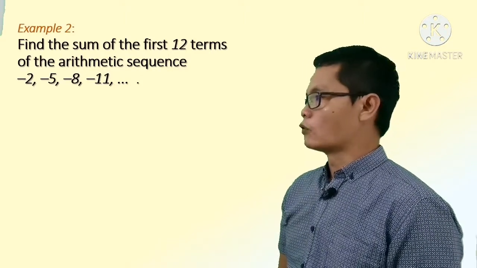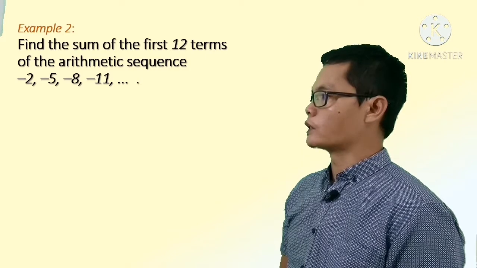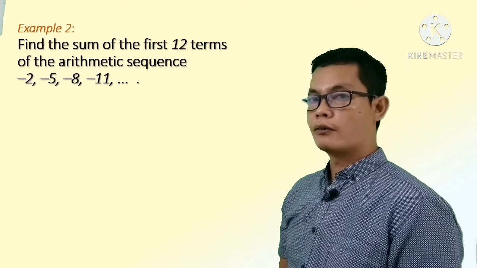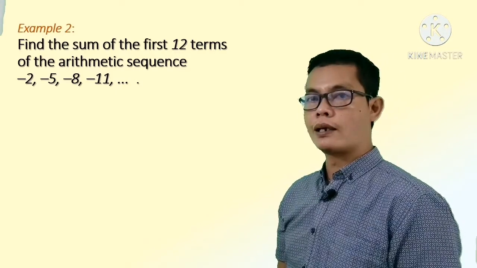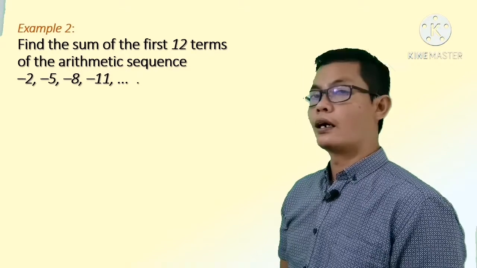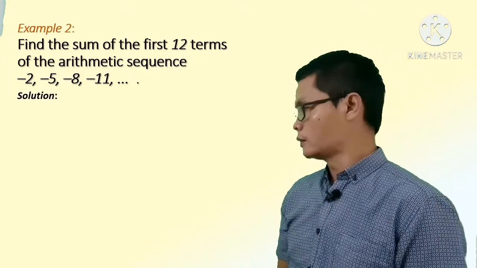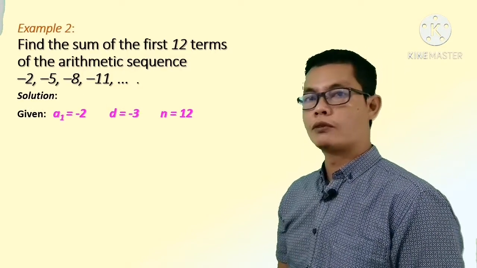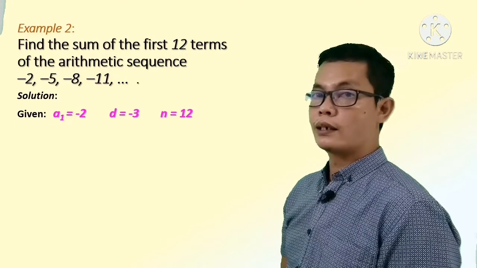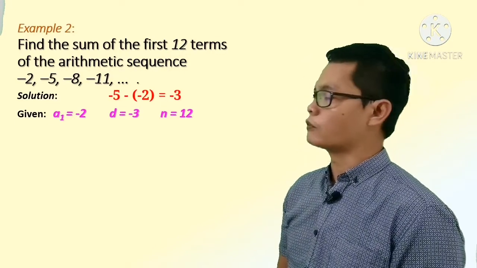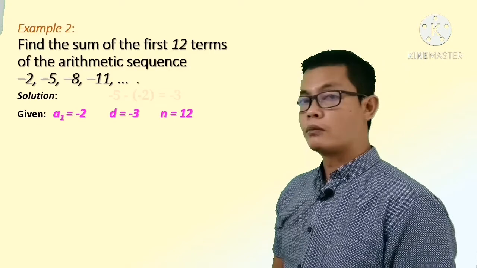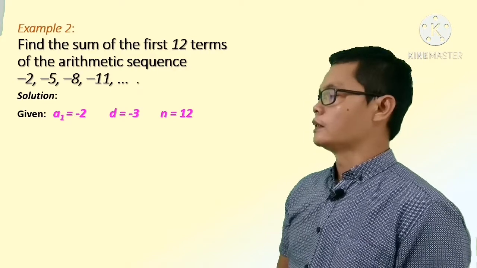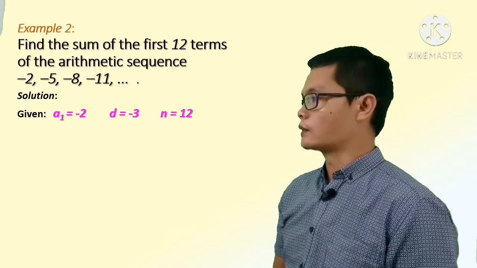Example number 2. Find the sum of the first 12 terms of the arithmetic sequence -2, -5, -8, -11, and so forth. Here are the solutions. So, meron tayong given. We have a sub 1 equals -2. The common difference is -3. Where do we get the common difference? By just subtracting -5 and -2, or maybe -8 and -5. So we got -3. Then the value of n, which is the n terms, is 12.